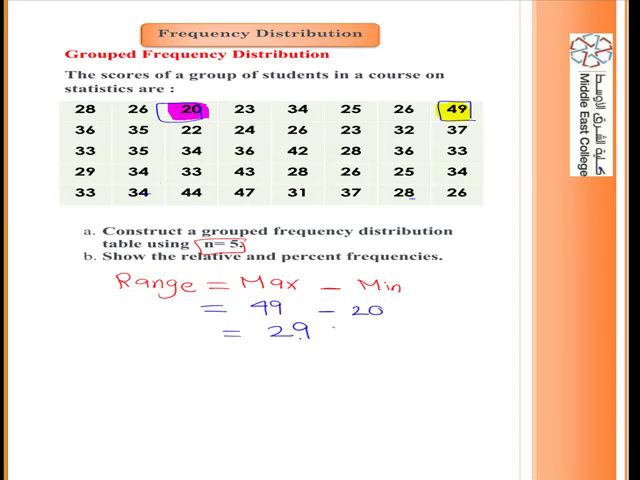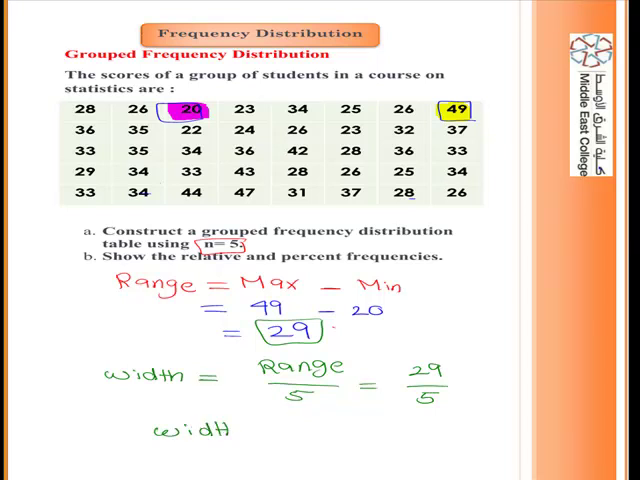And then I'm going to divide the range by the number of classes, which is 5, in order to find the distance between the classes, and this is what we call the width. So the width of our classes will be equal to the range divided by how many classes we want to distribute our data into. So 29, which is the range, divided by 5, the number of classes. So the width will be equal to what? It's equal to 5.8.